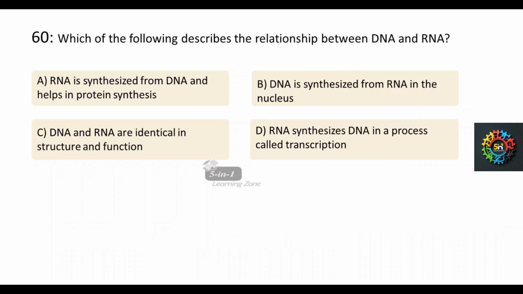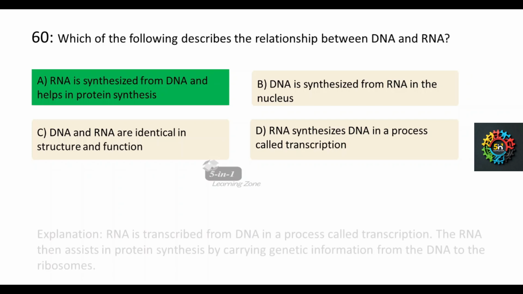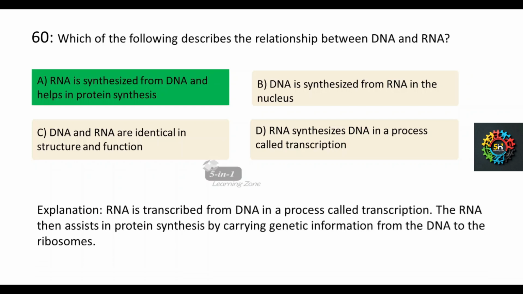60. Which of the following describes the relationship between DNA and RNA? Answer: A. RNA is synthesized from DNA and helps in protein synthesis. Explanation: RNA is transcribed from DNA in a process called transcription. The RNA then assists in protein synthesis by carrying genetic information from the DNA to the ribosomes.